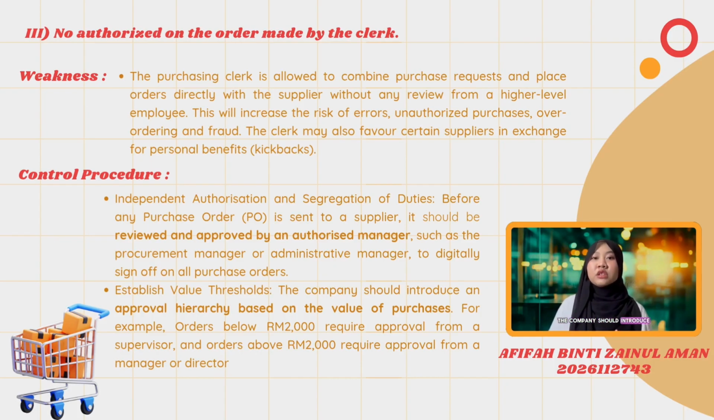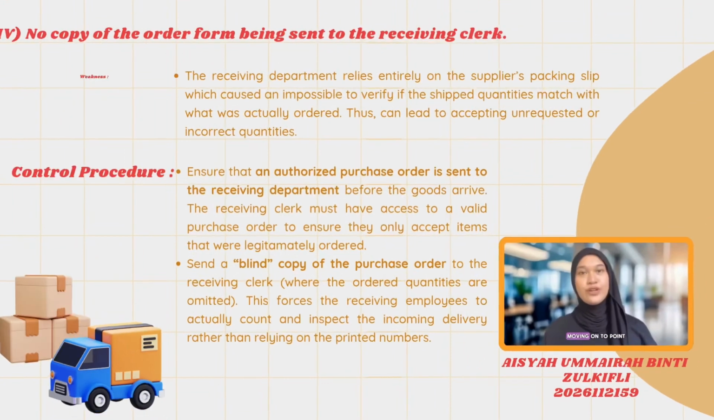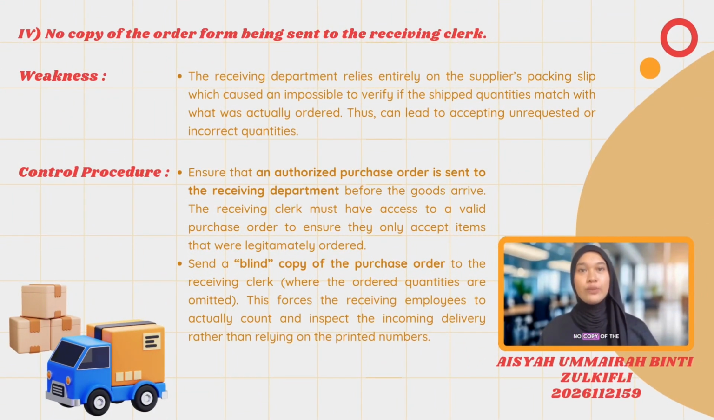The company should introduce an approval hierarchy based on the value of purchases. For example, orders below 2,000 ringgit require approval from supervisors, and orders above 2,000 ringgit require approval from a manager or director. Moving on to point number 4, no copy of the order form being sent to the receiving clerk.